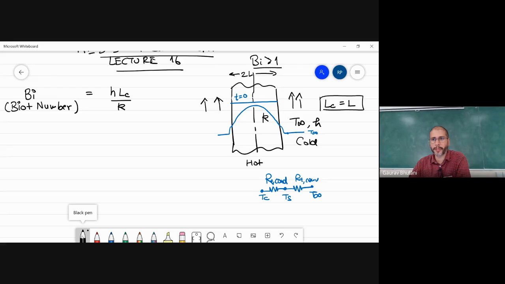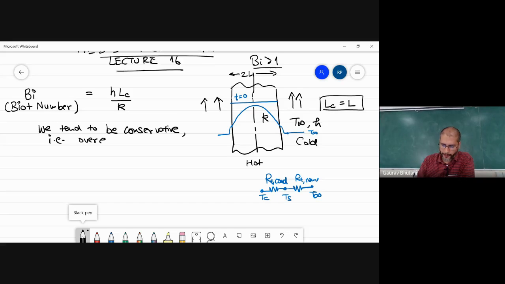But usually what we do is, because we want to use the Biot number to decide whether spatial effects should or should not be considered, we play conservative. We tend to be conservative. What that means is we overestimate L_c. If you overestimate L_c, you overestimate the Biot number, and that means you are playing it very safe, and you would not use the lumped capacitance model unless your Biot number is extremely small. That's how we typically work in engineering. We tend to play safe.